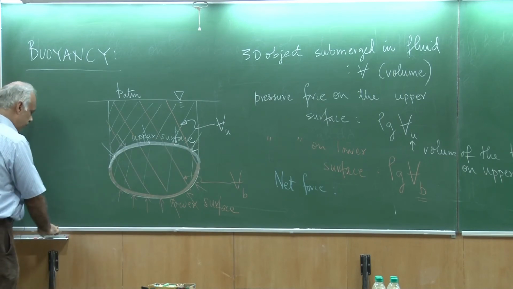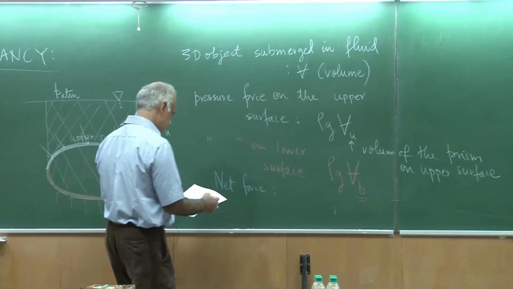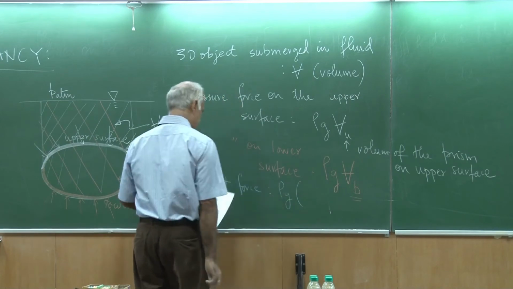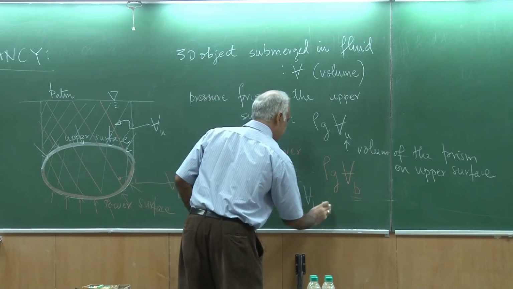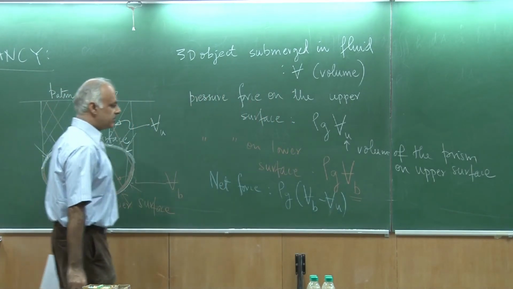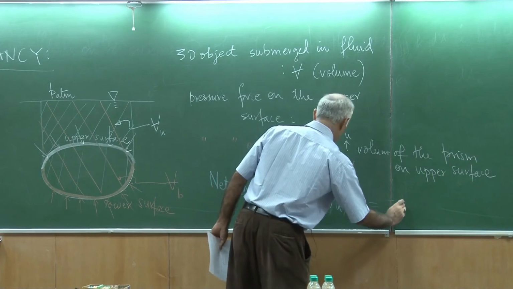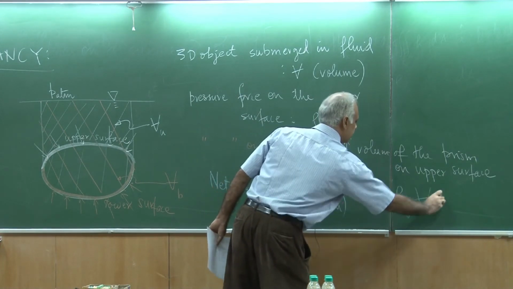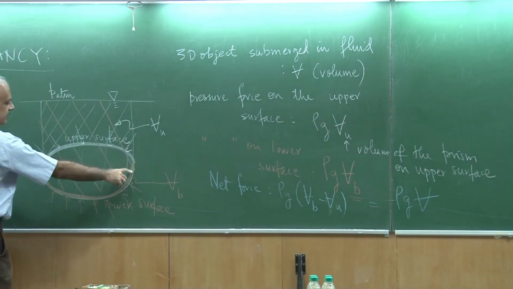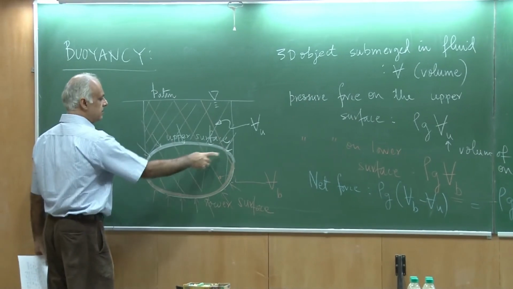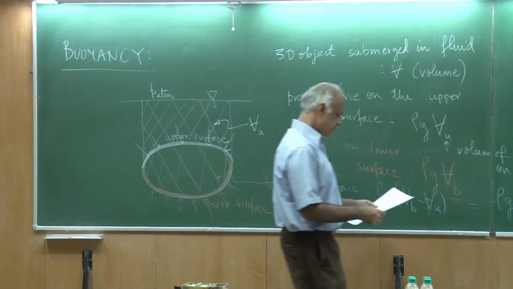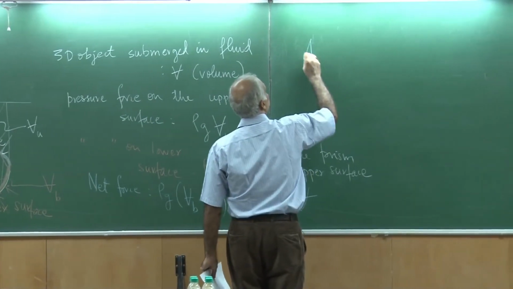So the net force that I am going to generate is a force rho g times V bottom minus V upper, which you will notice is actually rho g times V, which is the volume of the body. So if I look at the difference between the bottom prism and the upper prism, then that is simply the volume of the body. So this is the Archimedes principle.